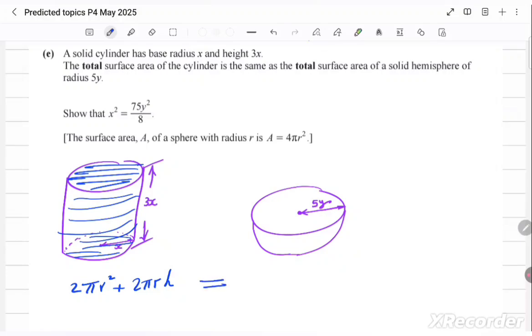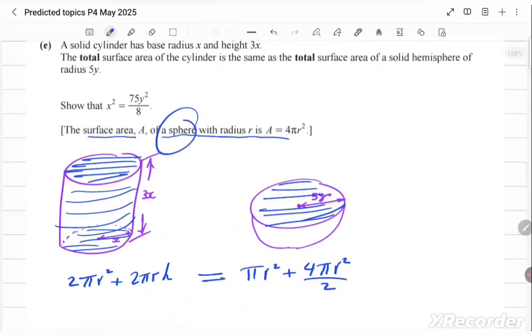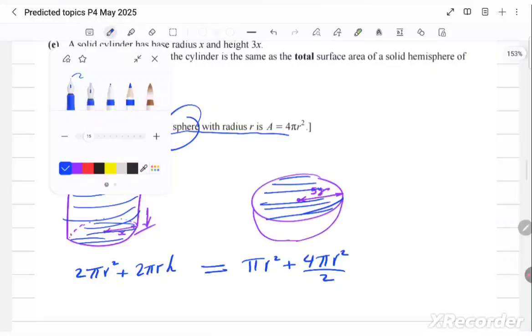This one equals, on the other side, I have also a circle here, so pi r squared, plus the curved surface area. The surface area of a sphere is 4 pi r squared. But take care, this is for a sphere, and this one is a hemisphere, so you should divide by 2. Take care about these details.